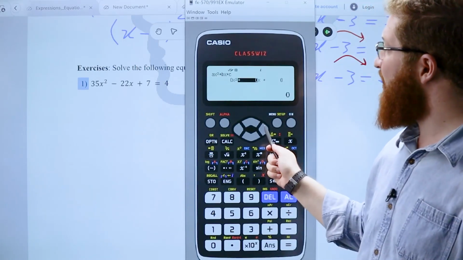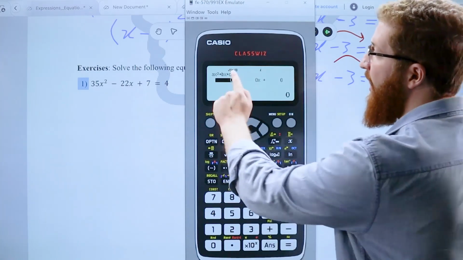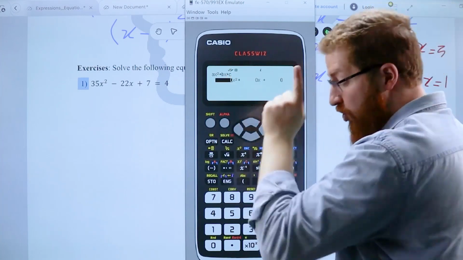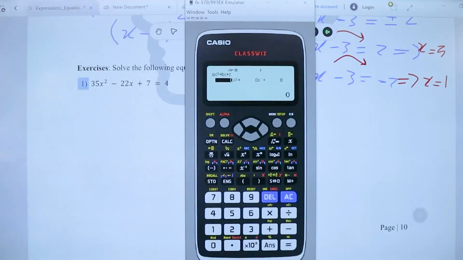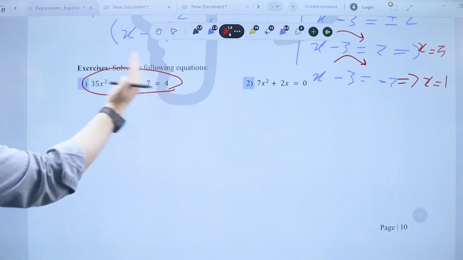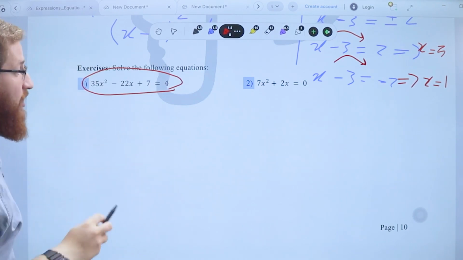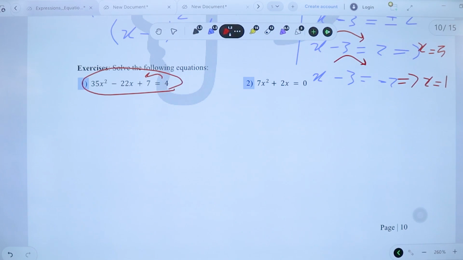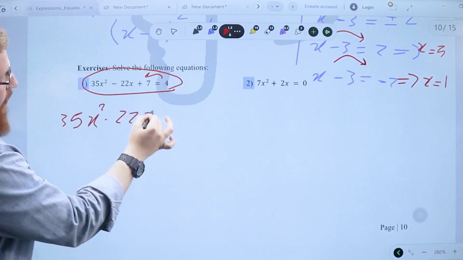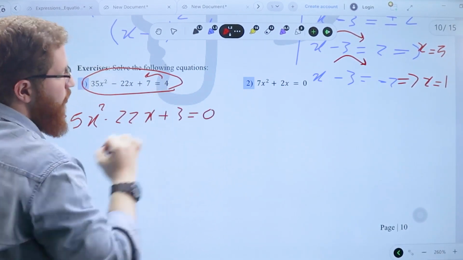Very good. Let's see how should we write our equation. It should be ax squared plus bx plus c. So I have to write this equation. All the terms should be in one part, and the other part should only contain what? Contain 0. So this 4, I have to move it to the other side. I will get 35x squared minus 22x plus 3 equals 0.